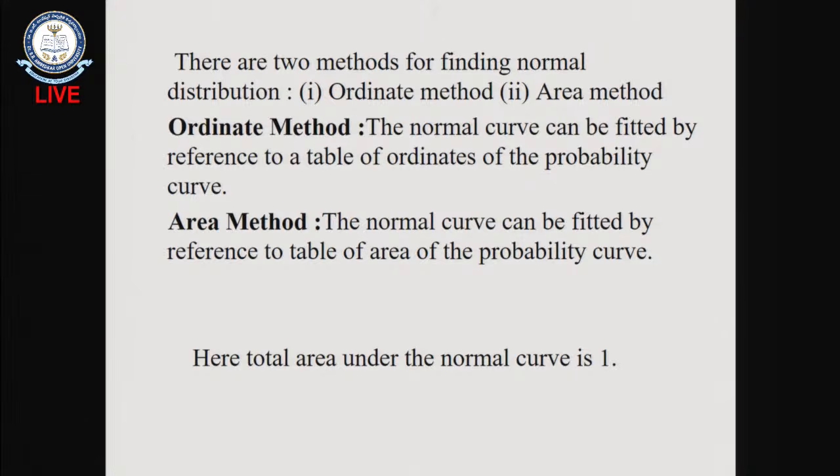In the ordinate method, the normal curve can be fitted by reference to a table of ordinates of the probability curve. Coming to the second method, the area method: the normal curve can be fitted by reference to a table of areas of the probability curve. We already discussed that the total area of the probability is 1 only, so the total area under the normal curve is always 1.